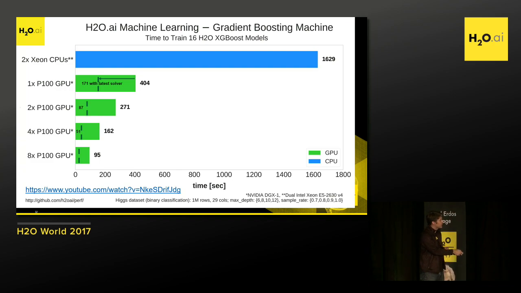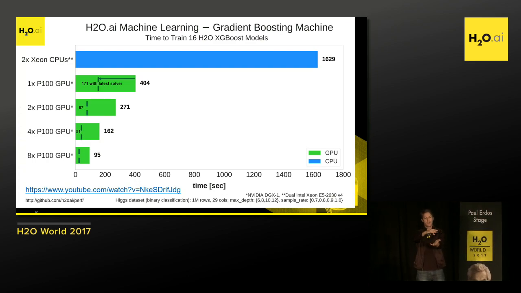It runs about 1,700 seconds on the CPU. Originally, we had about 400 seconds on a single GPU. For the same GPU, we improved that to about 170, and it's probably even faster now. And it scales pretty well. So this is running in sort of embarrassingly parallel mode, on all the GPUs, each GBM at a time.